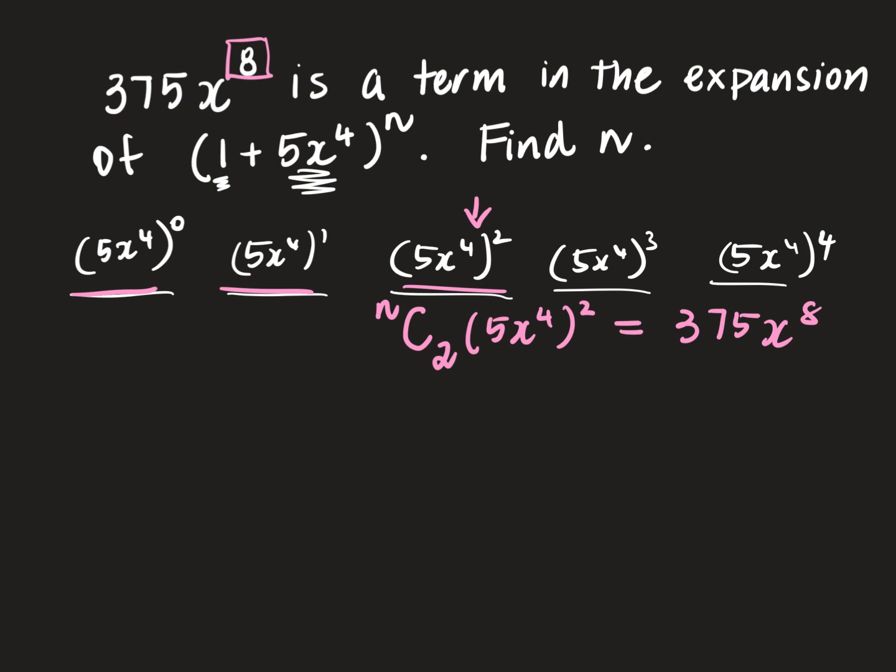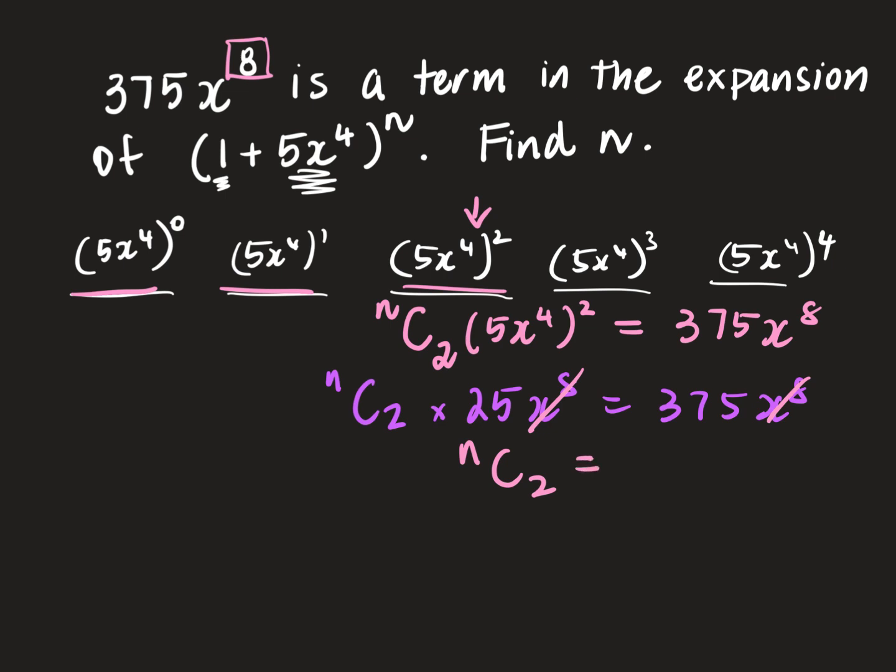So let's see how we go. n choose 2 times 25x to the 8 equals 375x to the 8. What do I do? Cancel out those. Divide 375 by 25. And that will give me nC2 is equal to 15. I'm going to go to Pascal's triangle. And I'm looking for the number 15. Hoping I get to it soon.